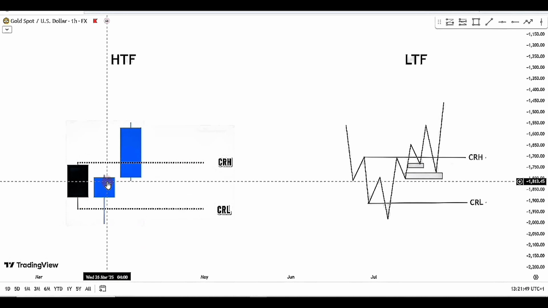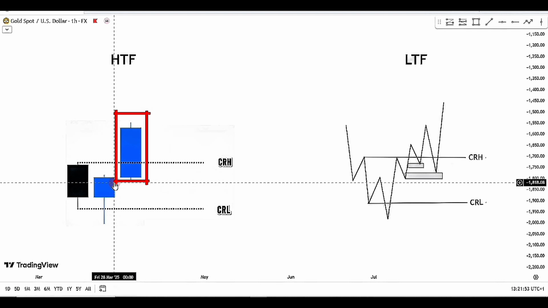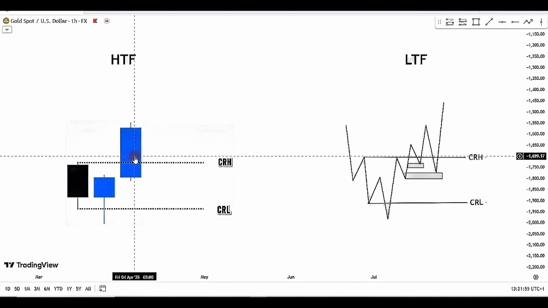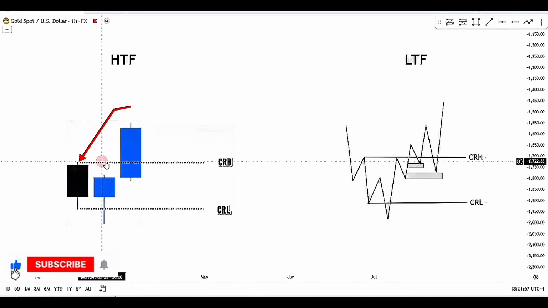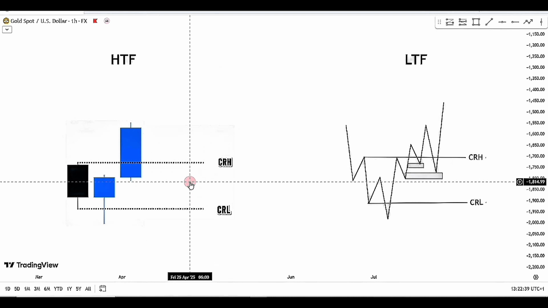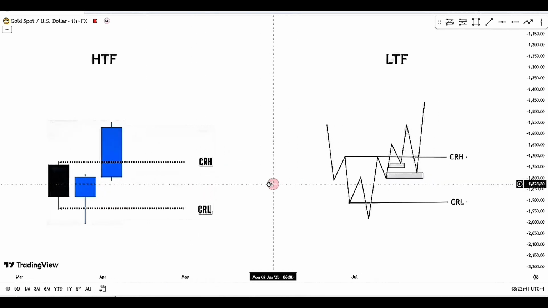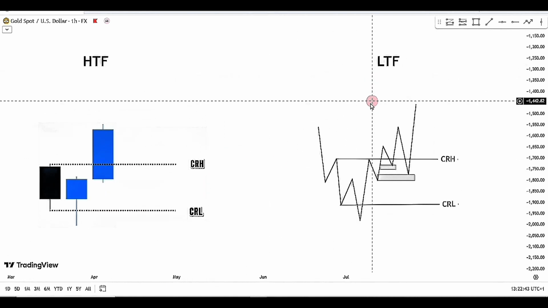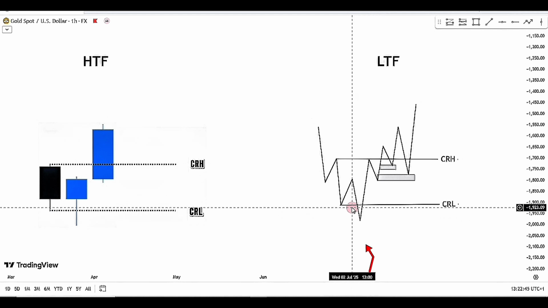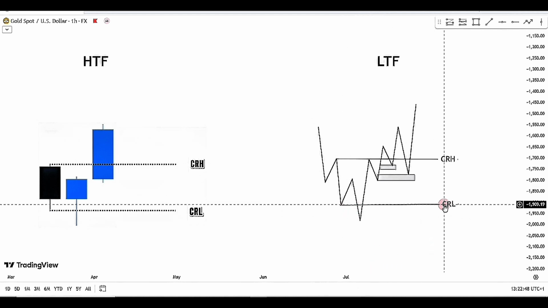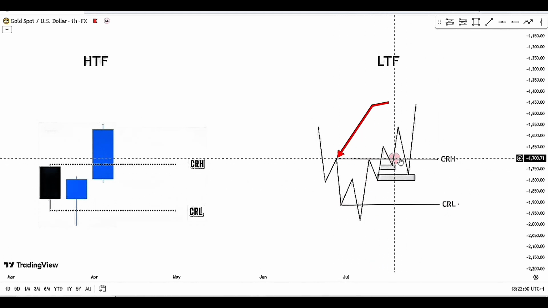And after it must have closed inside of the range, I want to be expecting the next candlestick pattern to open and close above the candle range high. All I want to be doing is going to the lower time frame. So let's say at this point, this is our lower time frame, and this is the candle range low and the candle range high.